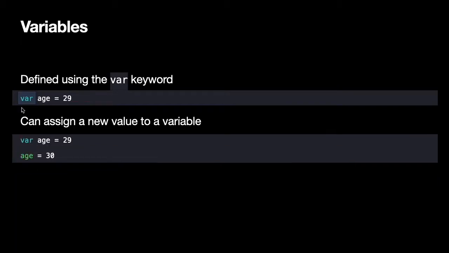Variables are defined using the var keyword. You can assign a new value to a variable. So in this case, we're creating a variable called age. We assigned it the initial value of 29, and then we changed its value to 30, and the compiler accepted that.